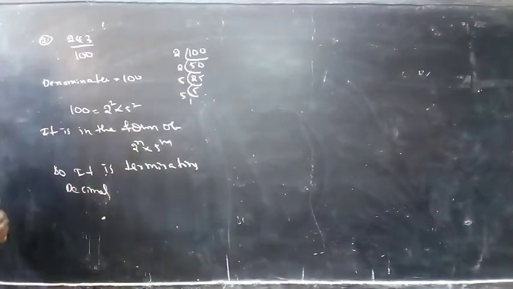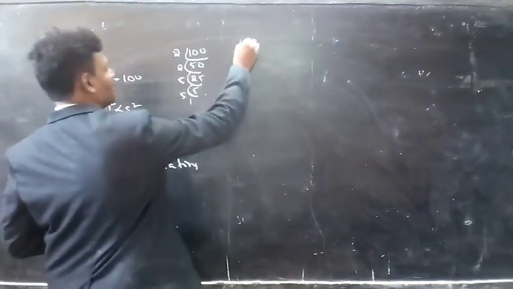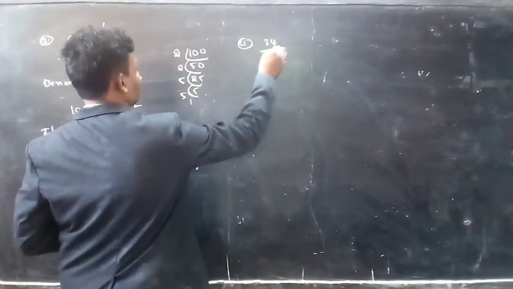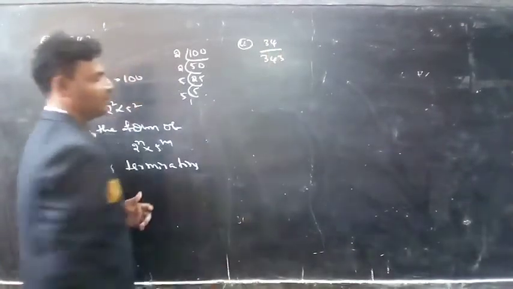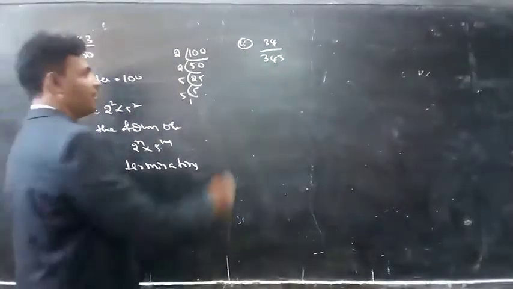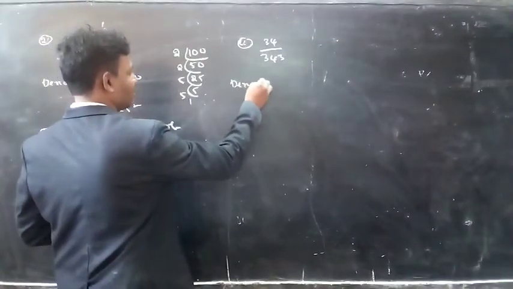So it is a terminating decimal. What about the next question? Fourth question: 34 by 343. Here, what is the denominator?